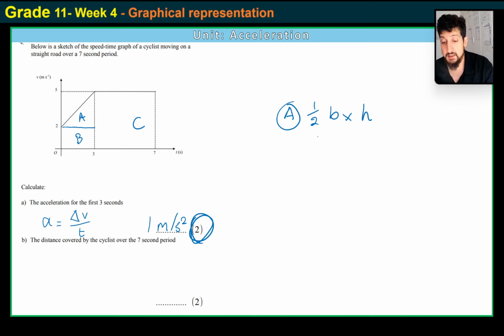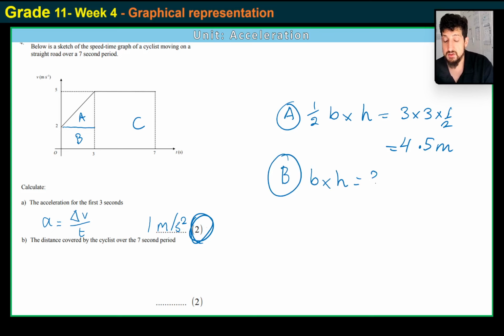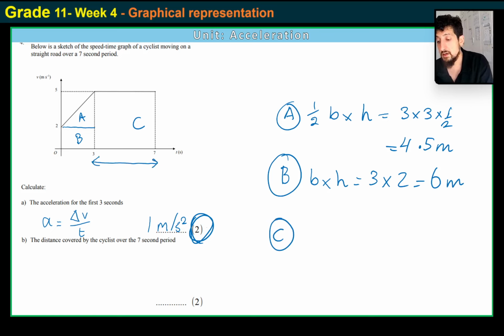So that's 3 times 3, which equals, 3 times a half, which equals 4.5 meters. What about B? B equals base times height, which equals 3 times 2, which equals 6 meters. And C, remember it's not 7, it's 4. Okay? 7 minus 3 is 4. So once again, base times height, which equals 4 multiplied by 5, which equals 20 meters.